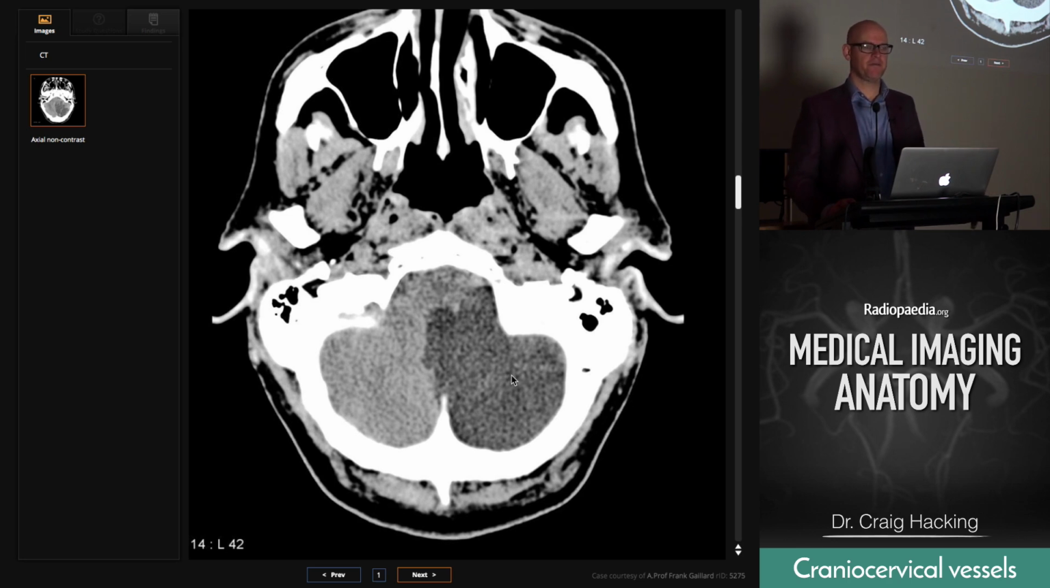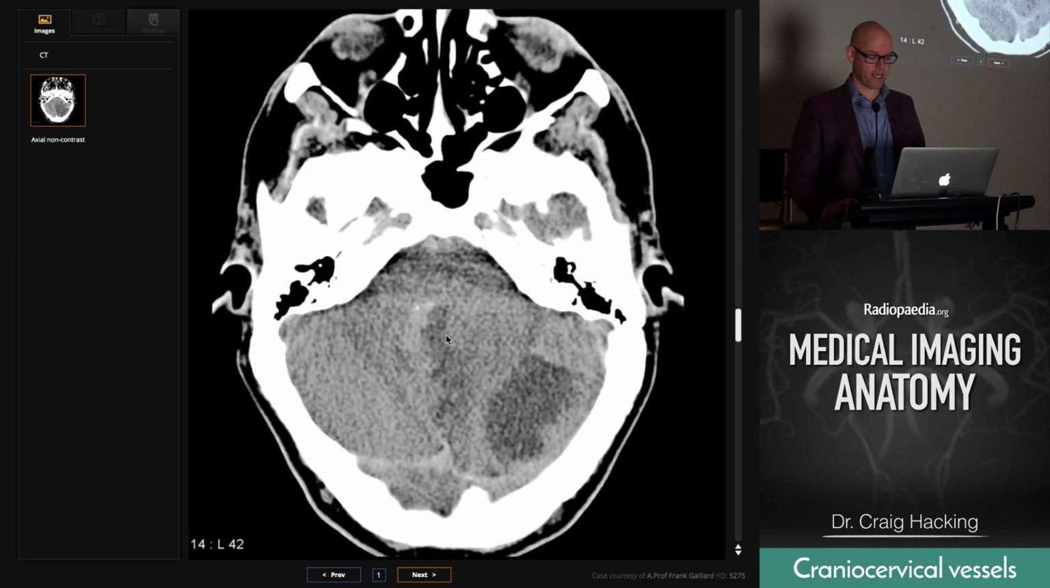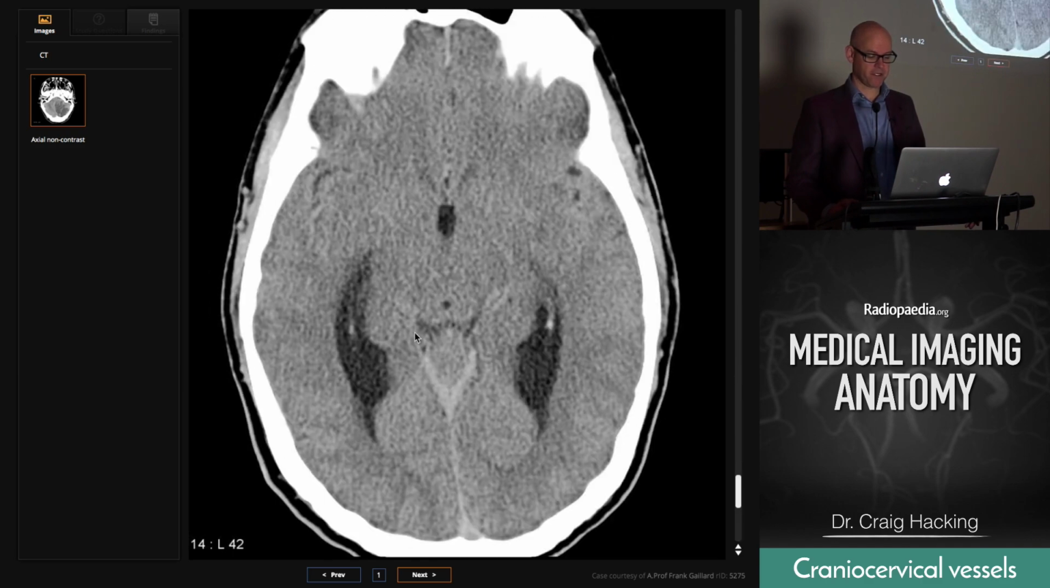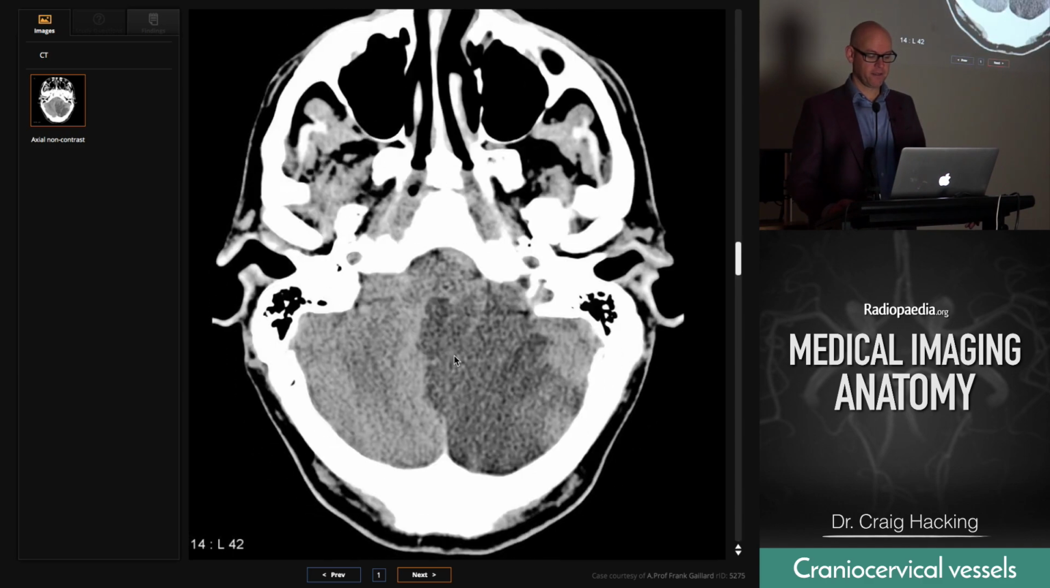Like Andrew said, the posterior fossa is pretty tight, and little infarcts can cause a lot of swelling and a lot of mass effect. And you just think about what implications that has on the ventricles. Boom. Hydrocephalus, because of that fourth ventricle being completely pushed across.